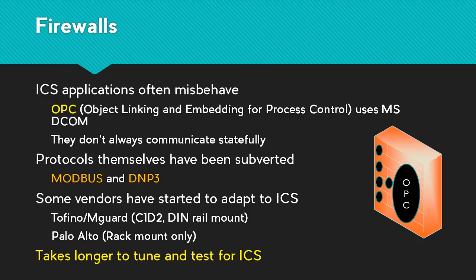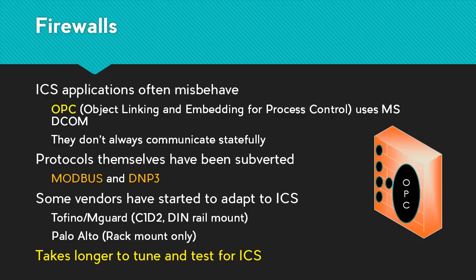DNP3, which is an open standard heavily used in electrical generation, has protocol level vulnerabilities as well, to the point of you can set values outside of the maximum and get unexpected results. You know, things like a use after free vulnerability that Julian was talking about, you can do that at the protocol level at DNP3. Now they are working on it, but understand that the protocols themselves are not going to save you. Some vendors have started to adapt, some firewall vendors have started to adapt to the ICS environment.